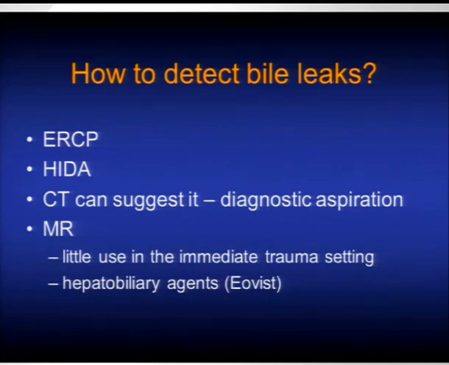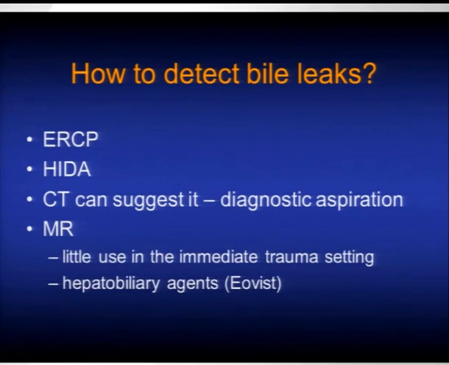Obviously, it's a little bit more invasive in terms of invasion into the patient, but you do have the option of treatment at the same time by placement of a CBD stent to treat the bile leak if you know there is a bile leak there, particularly if there's a free intraperitoneal leak. CT can certainly suggest a bile leak, but it would require a diagnostic aspiration to actually prove it.